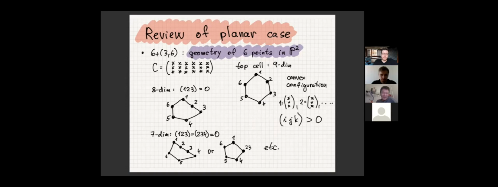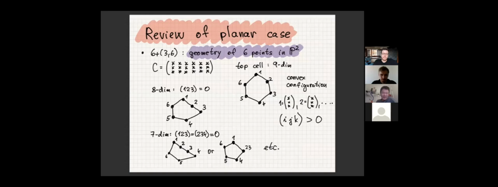We can again think about the C matrix using the columns and draw this projective picture. The top cell is 9-dimensional and corresponds to the convex configuration. So this is, of course, all known for a very long time. And all the 3x3 minors here are positive, corresponding to some canonical ordering in IJK triangles, which have all the same orientation.